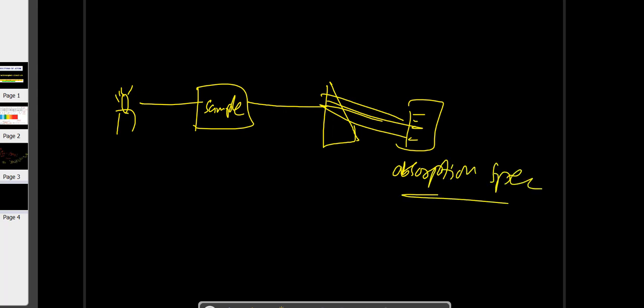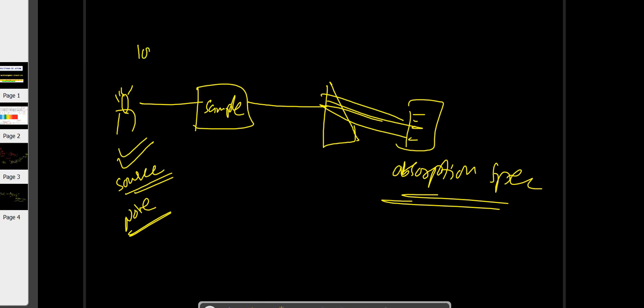Absorption spectrum. Note the point here: in the absorption spectrum, the source of light is present. In the emission spectrum, the source of light is stopped, but here the source of light is there. Suppose, for example, light from 100 to 200 nanometers is emitting continuously, 100, 101, 102, 103, like that, from this source. Here, light of 150 to 170 nanometers may be absorbed by this sample.